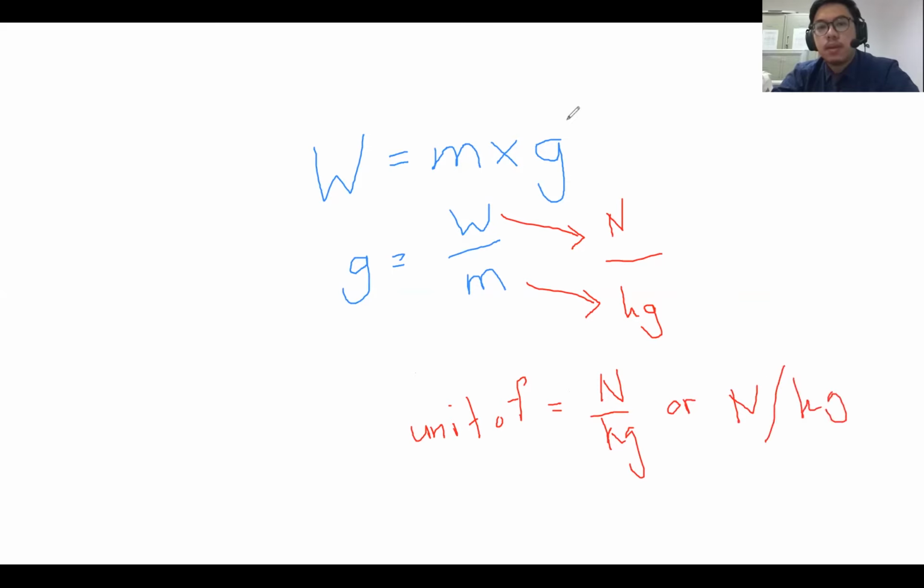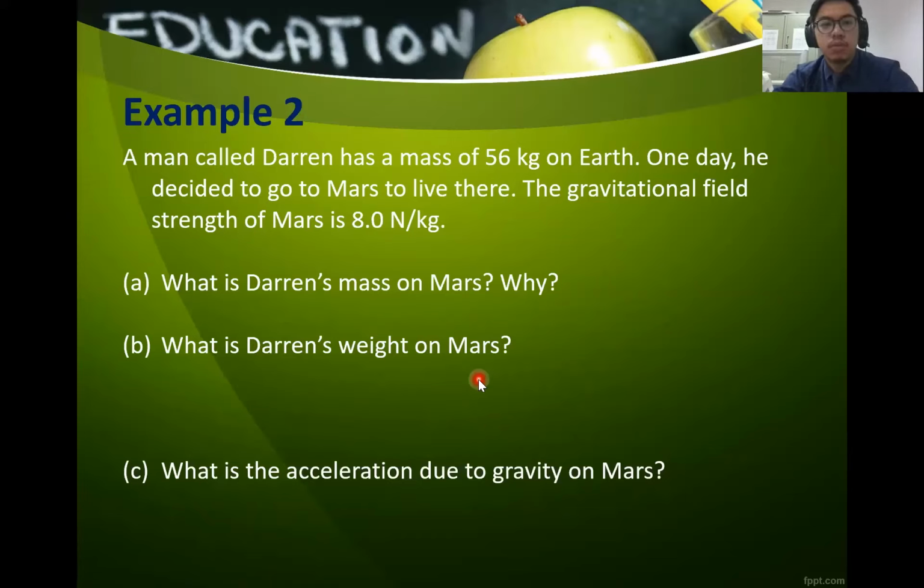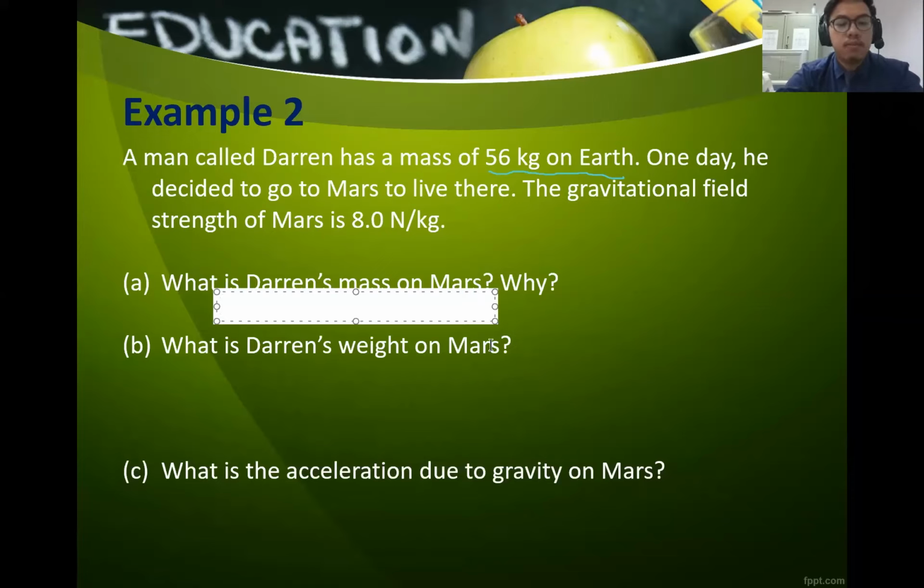Okay, let's do an example. Example number 2. A man called Darren has a mass of 56 kilograms on Earth. One day he decided to go to Mars to live there. The gravitational field strength of Mars is 8 newtons per kilogram. What is Darren's mass on Mars and why? So to answer this, on Earth, Darren's mass is 56 kilograms. And on Mars, what is the mass of Darren? It is the same mass, which is 56 kilograms. So the mass doesn't change.